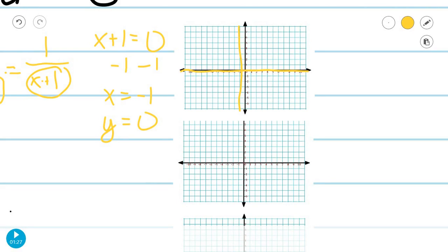So that's how you draw in the horizontal and vertical asymptotes. If we were to pick a few test points, my end graph would look something like that. Okay, let's do another example.